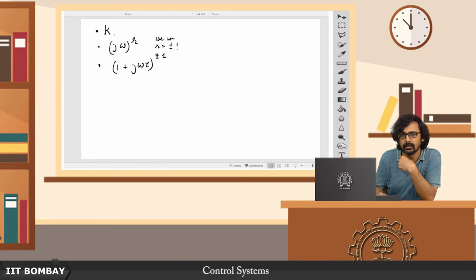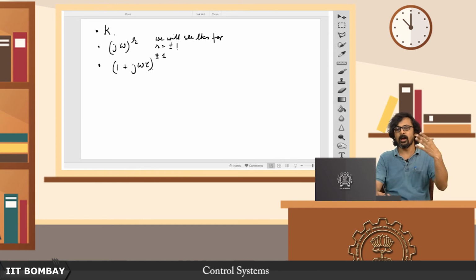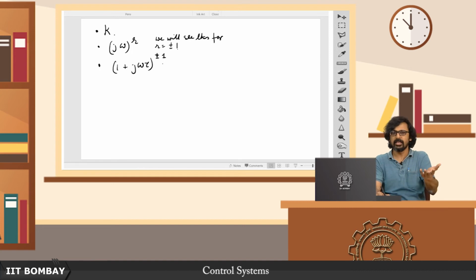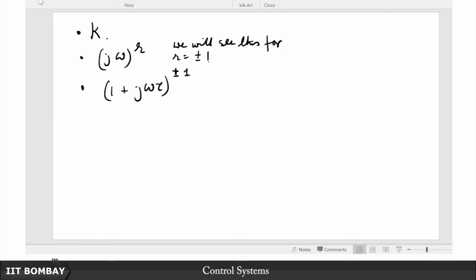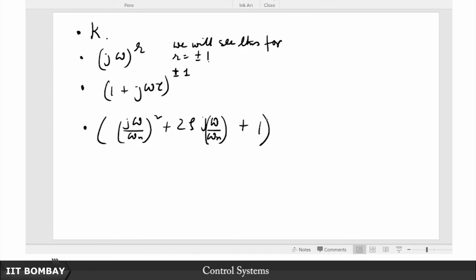If you have greater than plus minus 1, if you have 2, 3, 4, 5, you can just keep adding more of them, as we've seen, right? The magnitude function is nothing but the addition of each individual component. So that's the third type of block, and finally the last type of block is 1 plus 2 zeta j omega upon omega n plus j omega upon omega n squared. This also of course can be raised to plus minus 1, right.